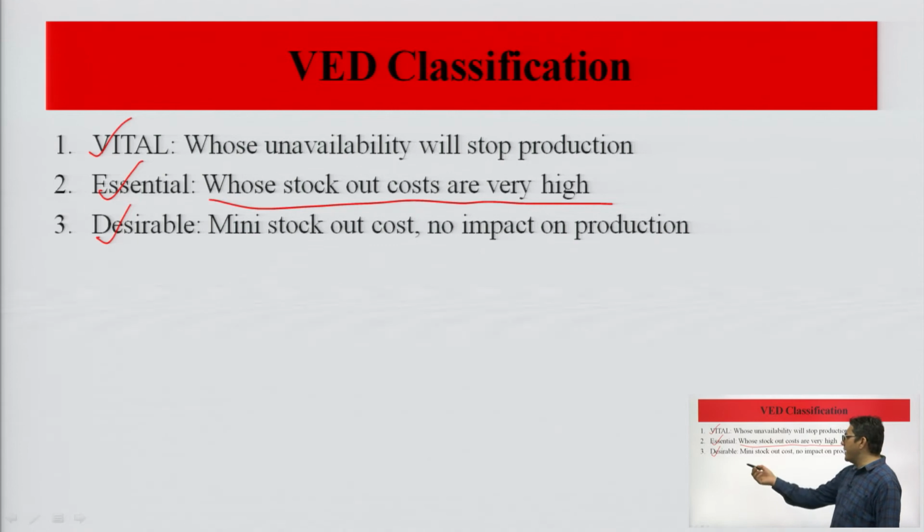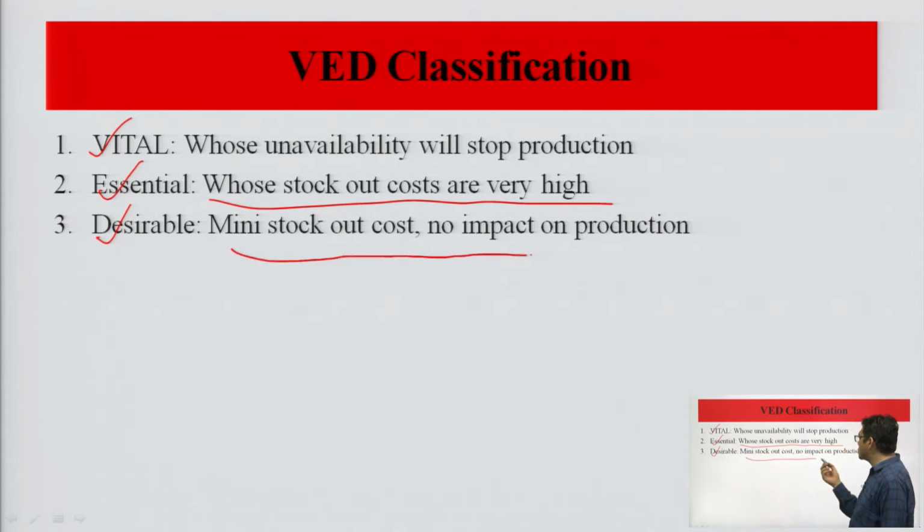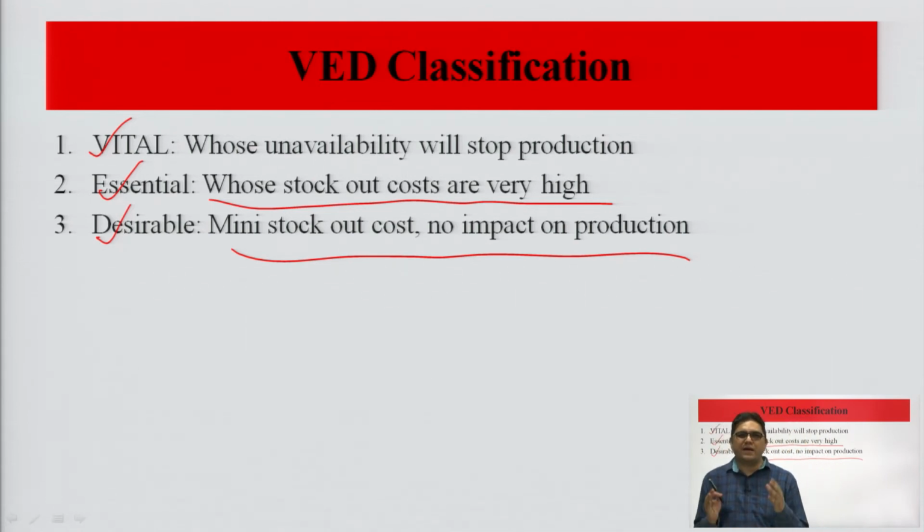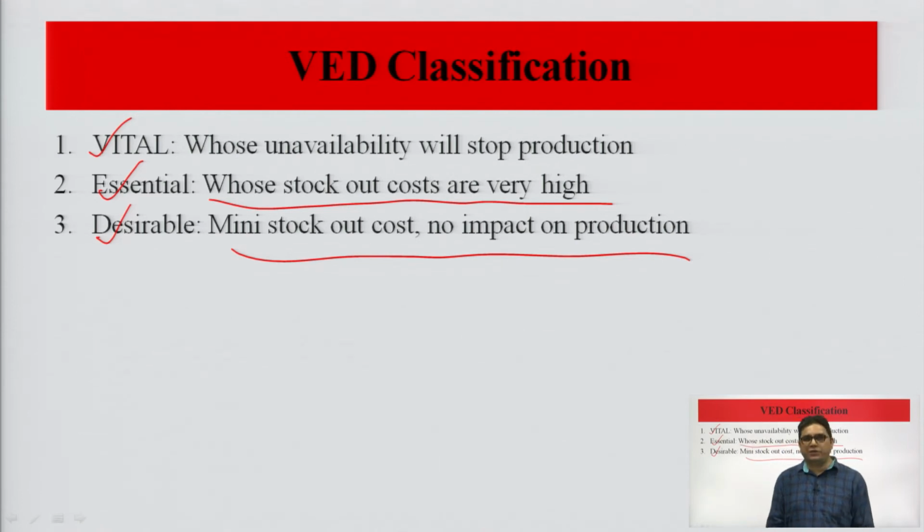Next, it is desirable: minimal stock out cost, no impact on the overall production. These are the spare parts which are desirable; even in case they are not there in the company, their stock out is not likely to impact the overall operation much badly. So, this is the VED classification.